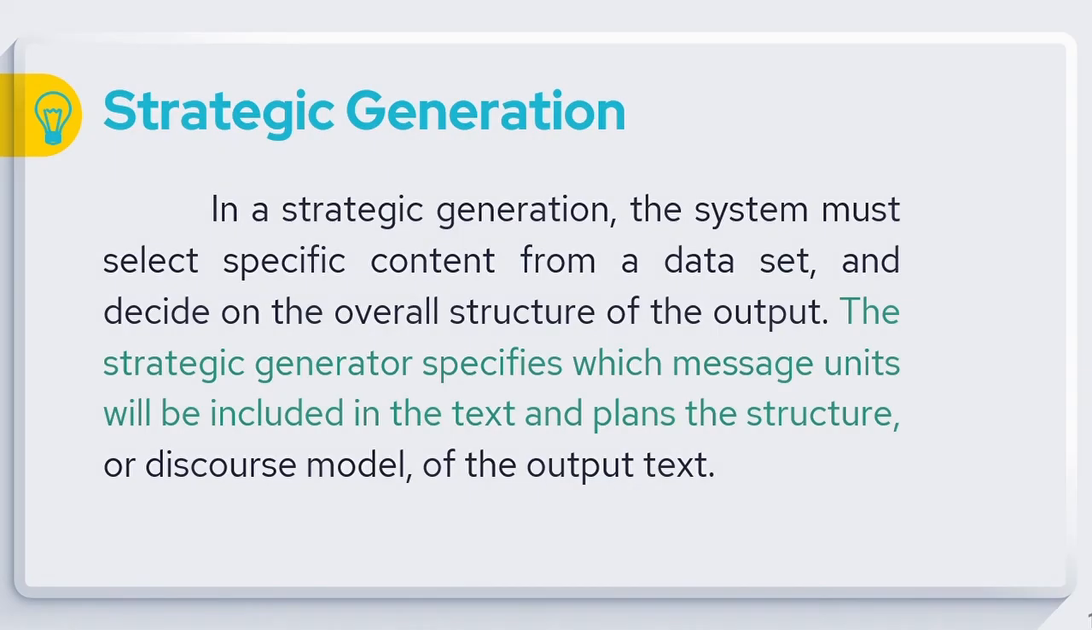Here, strategic generation. In strategic generation, the system must select specific content from a dataset and decide on the overall structure of the output, which can be as short as a phrase or as long as an entire document. The strategic generator specifies which message units will be included in the text and plans the structure, or discourse model, of the output text.